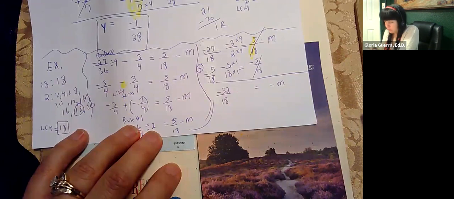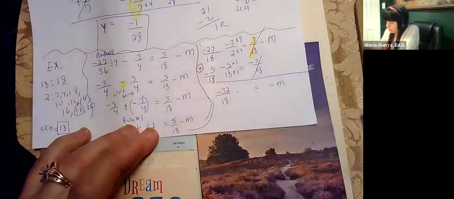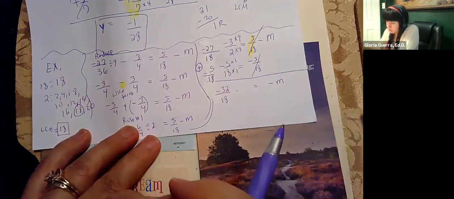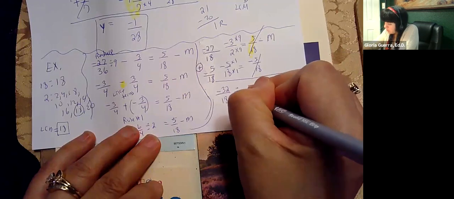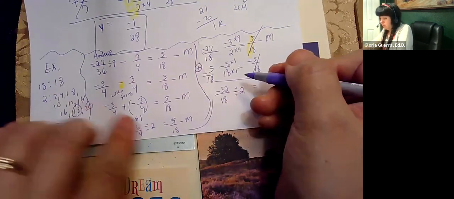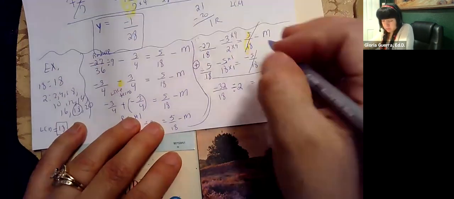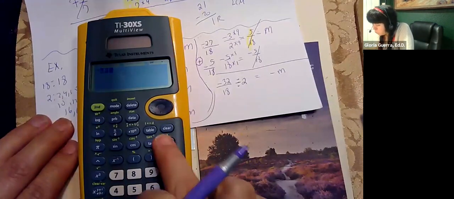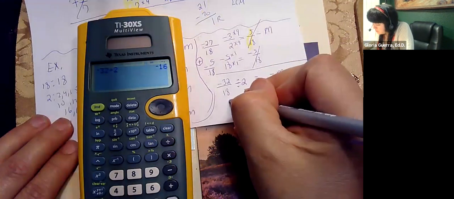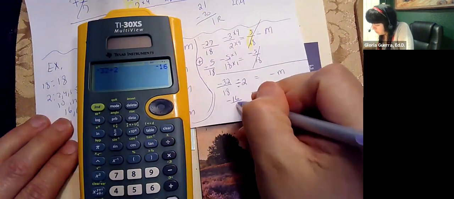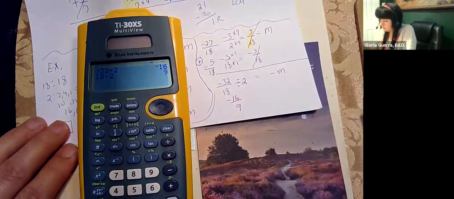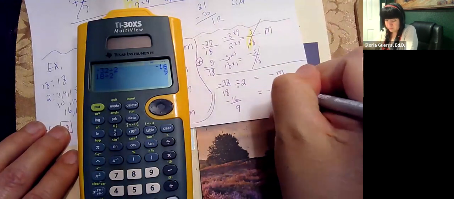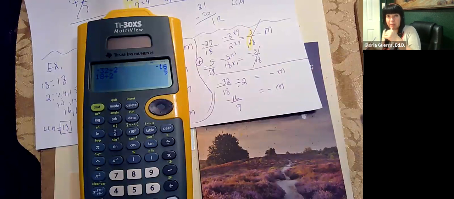And then notice how you have a coefficient. And actually what I can do is I can reduce this. I shouldn't say it's a coefficient because it's a constant, never by itself. But if I reduce that by 2, -32 divided by 2, half of that, it's a -16. And then half of 18, it's 9. So you have -16 ninths equals -m. And then you're almost done.